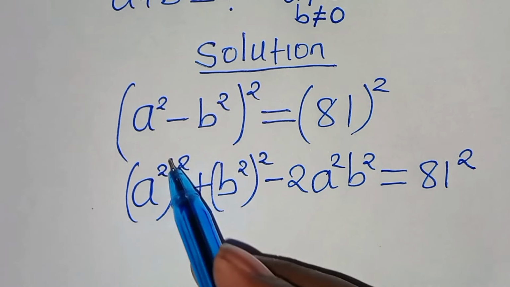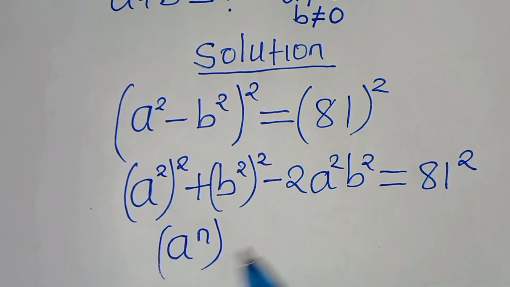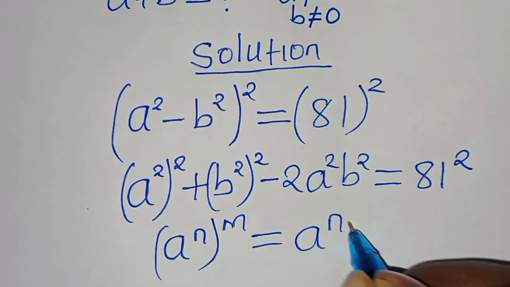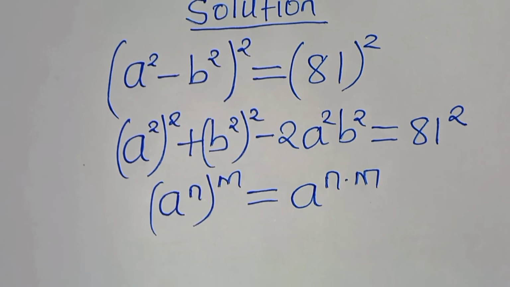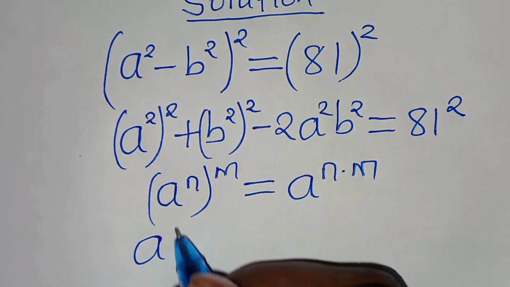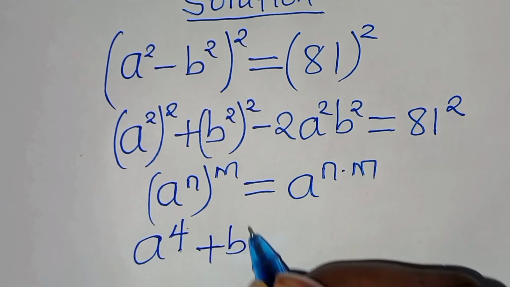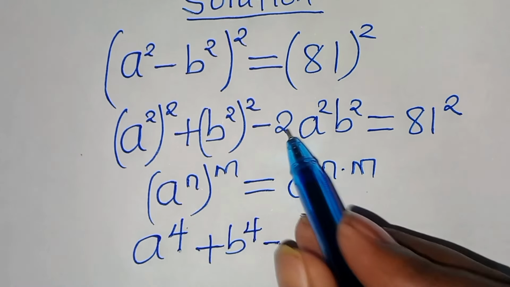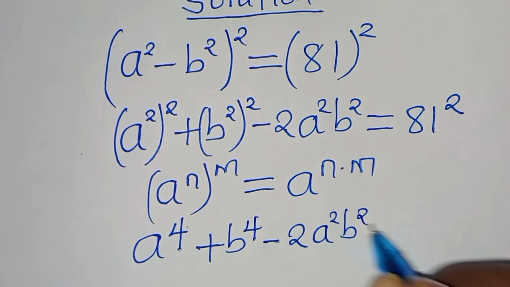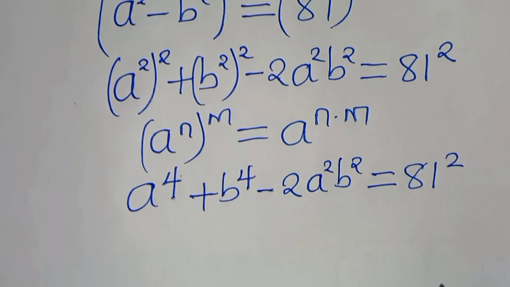Now, a squared to the power of 2 is in the form of a to the power of n raised to the power of m, which we can express as a to the power of n times m. Applying this exponent property, here we have a to the power of 4, that is 2 times 2, which is 4, then plus b to the power of 4, subtract 2a squared b squared, is equal to 81 squared.